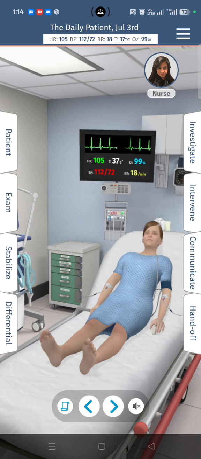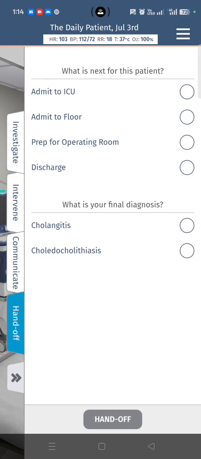As the patient needs to undergo ERCP, we would prepare the patient for the operating room, and my diagnosis is cholangitis.